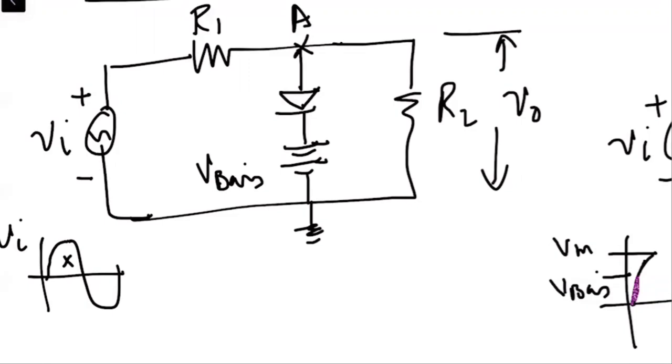When the input reaches the value equal to V bias, at that very instant, when we are considering the diode as an ideal diode, the net drop across the diode will become equal to 0. And once the net drop across the diode becomes equal to 0, the diode will get from the off state to the on state. Are you getting it?